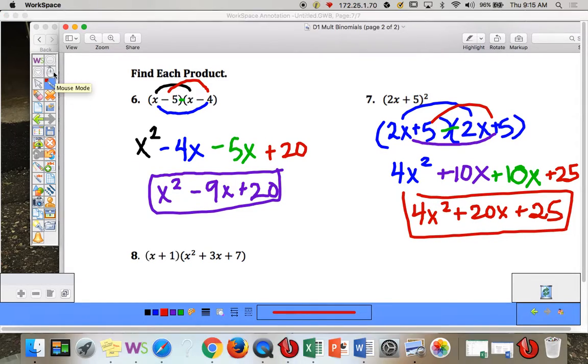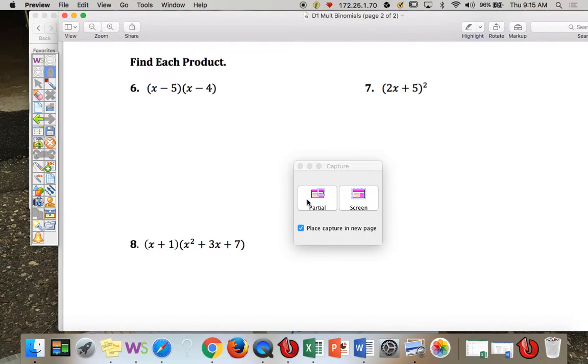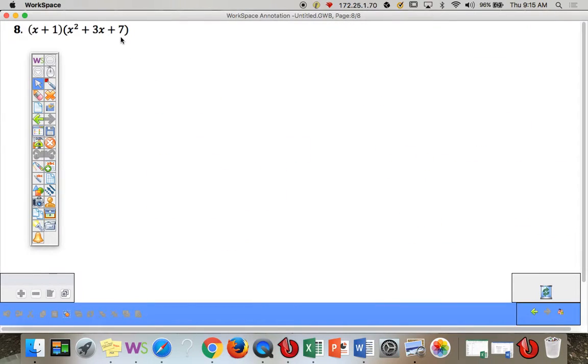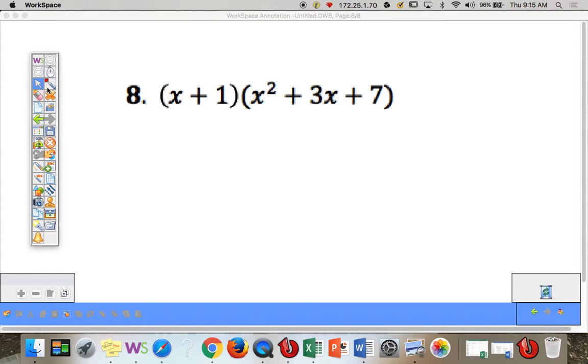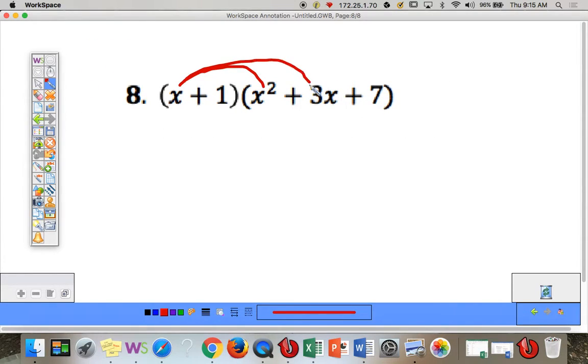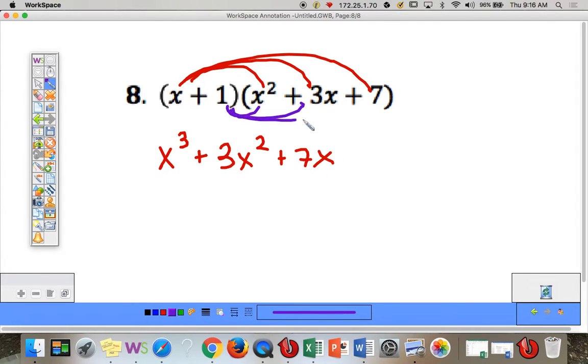All right, our last one here is a binomial times a trinomial, and if you want to FOIL it, you have to multiply the x by everything first. So this would be x to the 3rd power plus 3x squared plus 7x. And then you have to multiply the 1 by everything, the second term by everything. You would get x squared plus 3x plus 7.